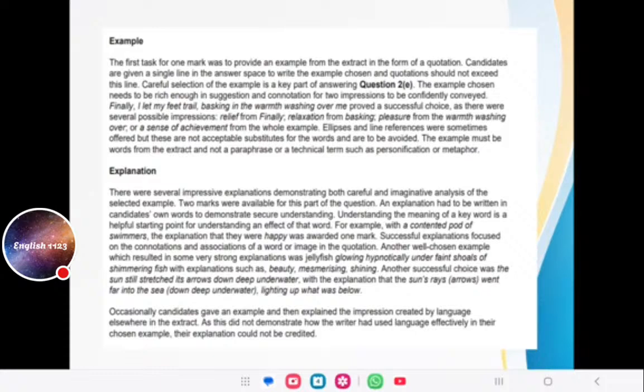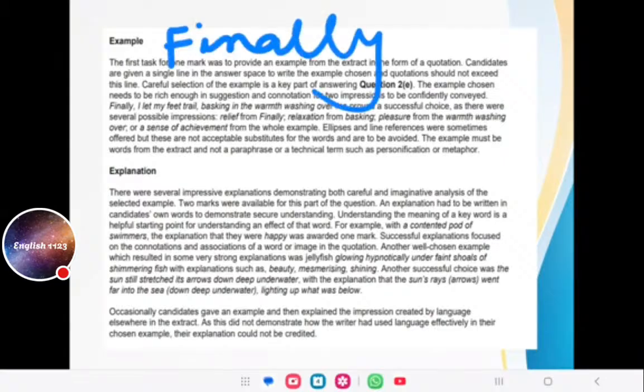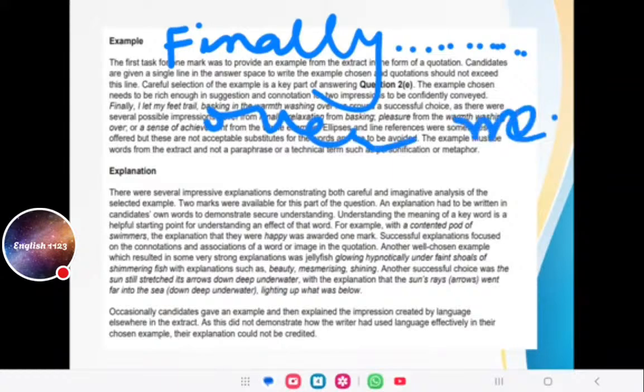What are ellipses? Sometimes students, let's say here the example is written, finally, and after that what does the student do? After that they do these, which are called ellipses. The student writes these dots there, and then writes the final word, that was washing over me. This is called to ellipse the words. So you cannot do this.